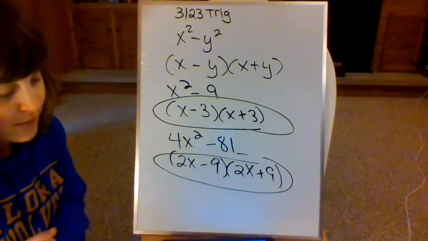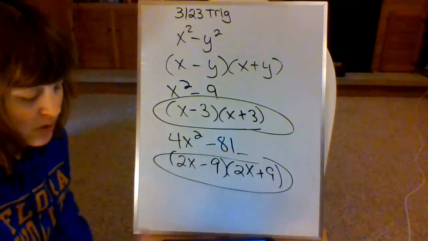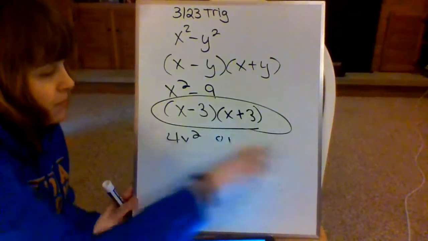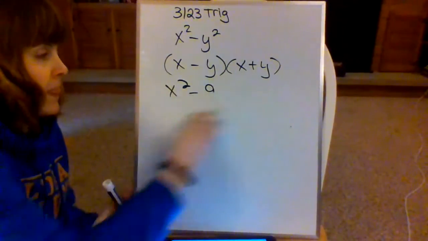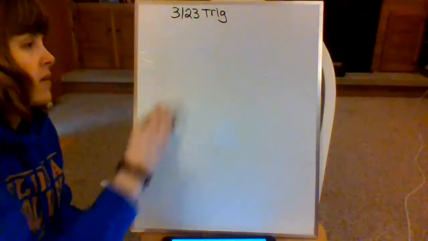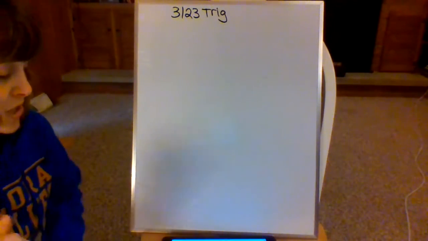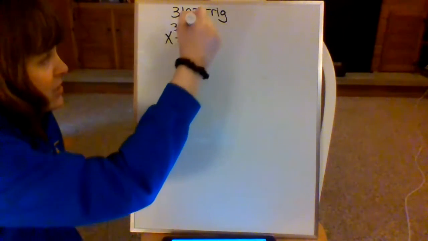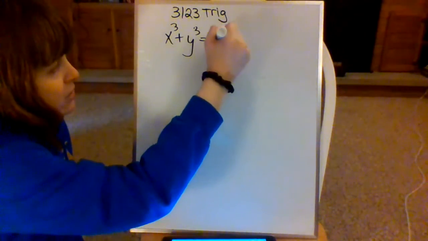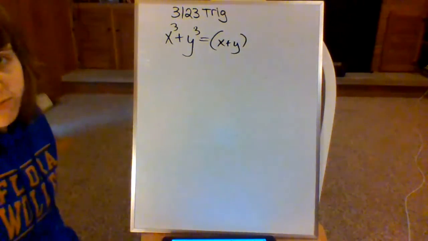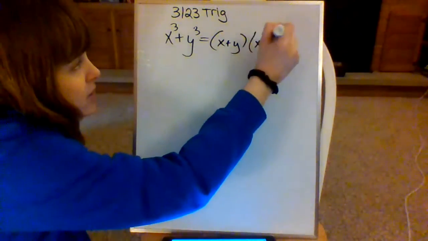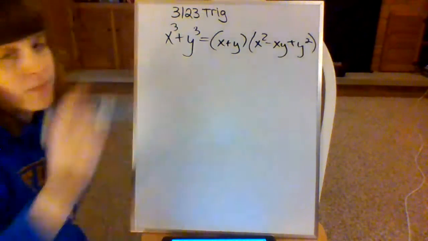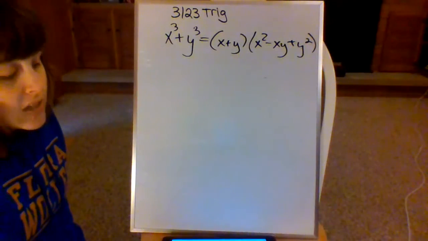Now we're going to do difference and sum of two cubes. So first up is sum of two cubes. Alright, so the generic formula for sum of two cubes looks like this. We have x to the third plus y to the third, and it's going to equal this. x plus y, then x squared minus xy plus y squared. Okay, so here we go.